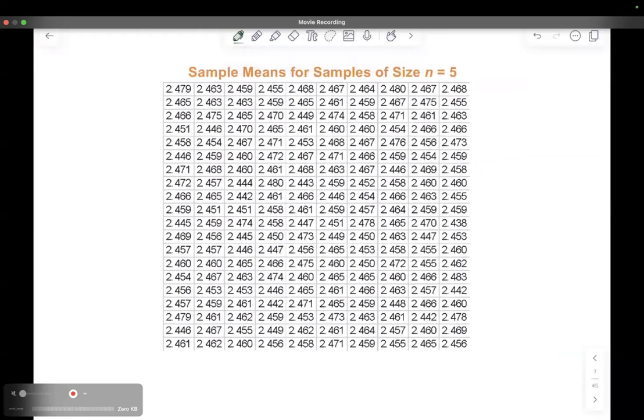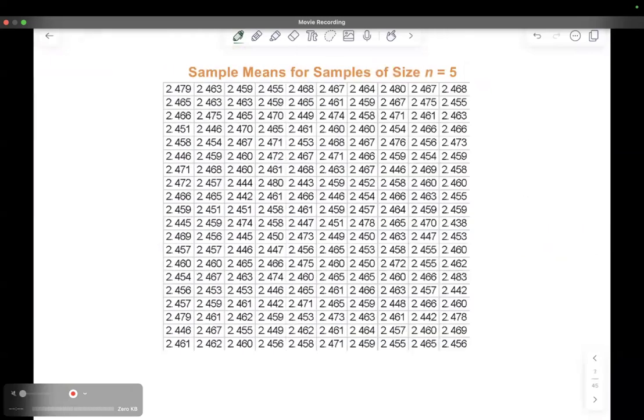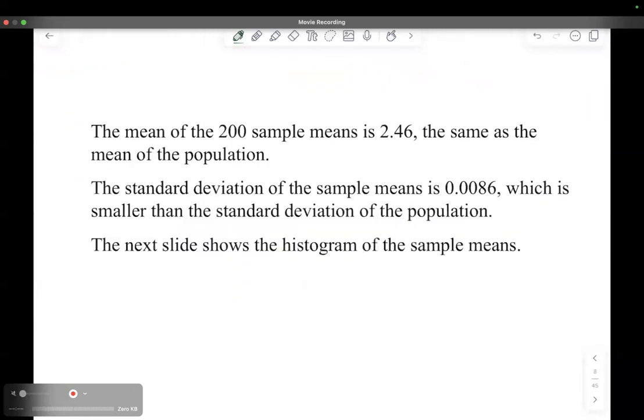Here's my samples. So each one of these, I took a sample of 5 pennies. And I weighed them and I averaged their weights. And then I recorded each of those 200 sample averages. So this is all of them. So I'm going to graph this in a minute. So the standard deviation of all of these values is 0.0086. And the mean of those 200 sample means is 2.46. Let me show you the histogram. So I took the average of all of those averages. So I averaged the averages and got 2.46. And the standard deviation of those means is 0.0086.